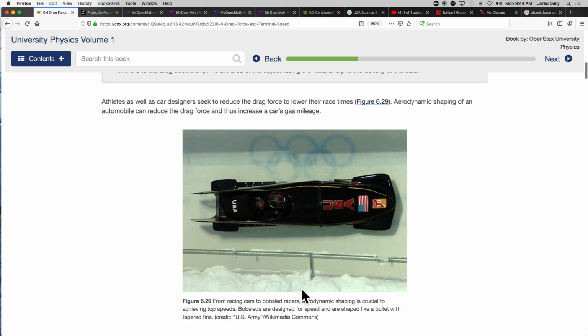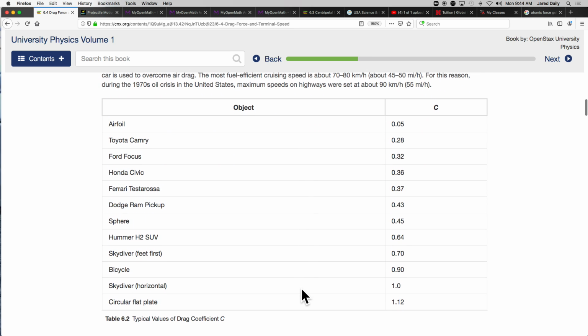And you can actually see the different drag coefficients for different things. These are different things in air. So things moving through air. An airfoil, which is the shape of a wing, has a very low drag coefficient, 0.05.